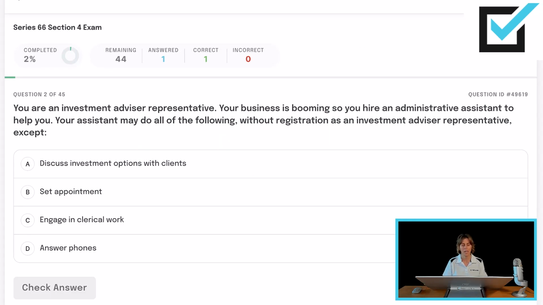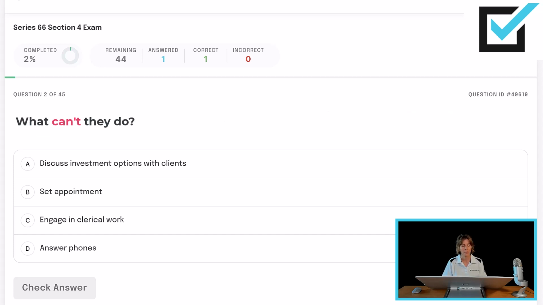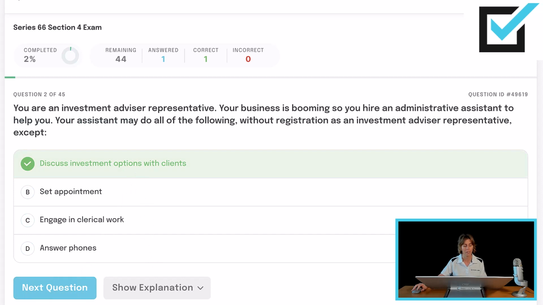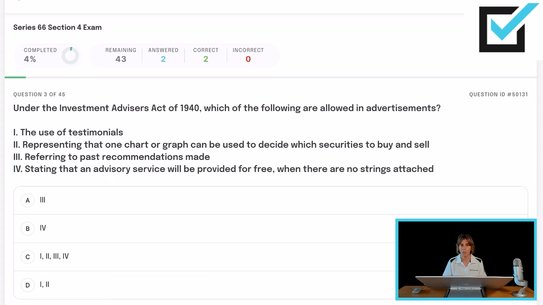You are an investment advisor representative. Your business is booming, so you hire an administrative assistant to help you. Your assistant may do all of the following without registration as an investment advisor representative, except, so what can't they do? Discuss investment options with clients? They can't do that. Let's check the other three though, make sure they can do those. Set appointments? Yes. Engage in clerical work? Sure. Answer phones? Yes. They are not allowed to discuss investment options with clients unless they are properly registered. Law questions are often this format where there are multiple questions. Just slow down. They're like 4 true false questions.